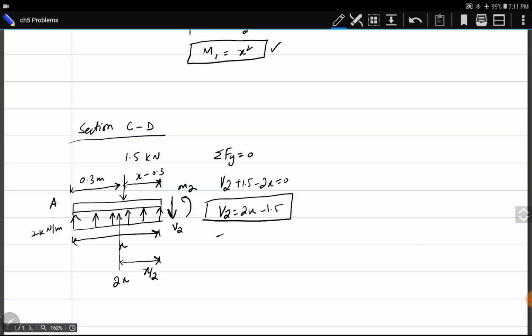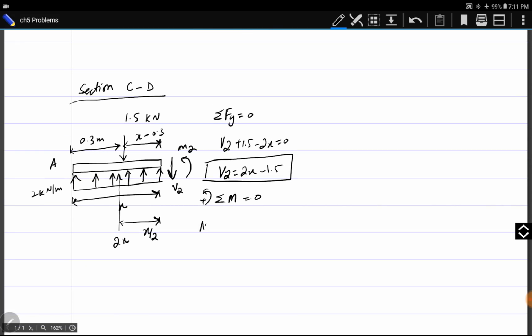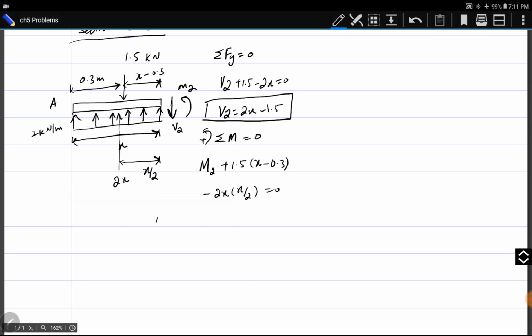Okay, summation of moments is equal to 0. Let me consider counterclockwise moments as positive. So there is M2 plus 1.5 into (x minus 0.3) minus 2x into x by 2 is equal to 0. So M2 becomes, if we simplify this expression, x square minus 1.5x plus 0.45.